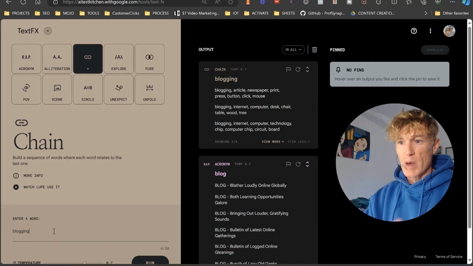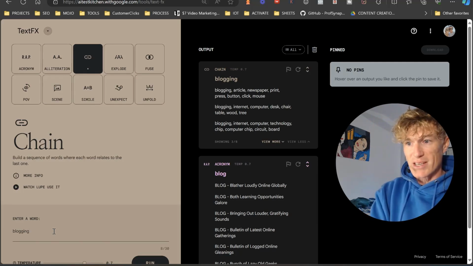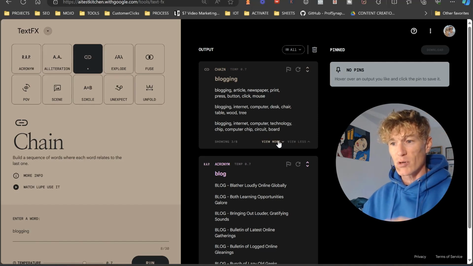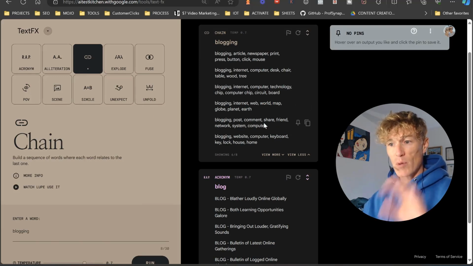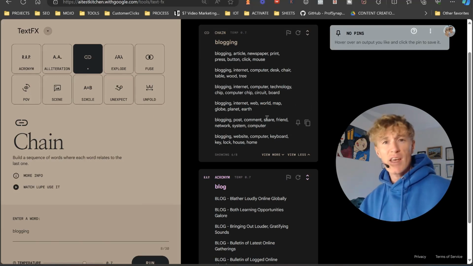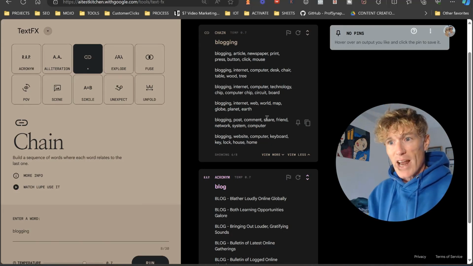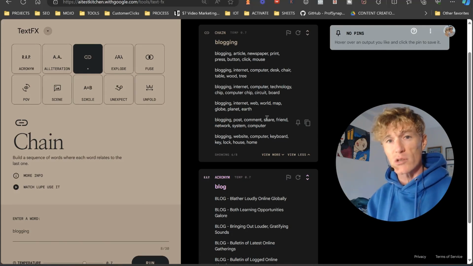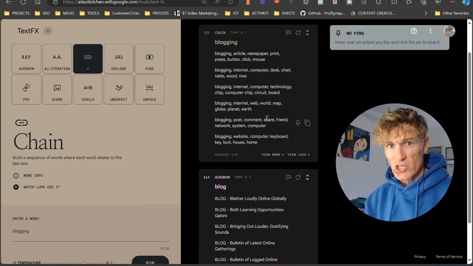Blog, article, newspaper, print, press, button, click, mouse. Blogging, internet, computer, desk, chair, table, wood. Blogging, internet, computer, tech. Blogging, internet, web, world, map. Blogging, post, comment, share, friend. So again, we're getting loads of these crazy keywords that we can put into our content to ensure that it's really, really good and contextually relevant to what we're actually creating.